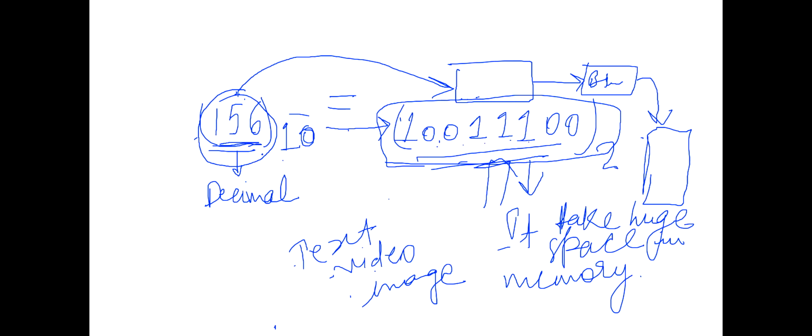But it is not very complex for the computer, our system, to process this data. Although it takes more memory, it is easier for our computer to understand and process this form of data. That's why we use this form of representation.